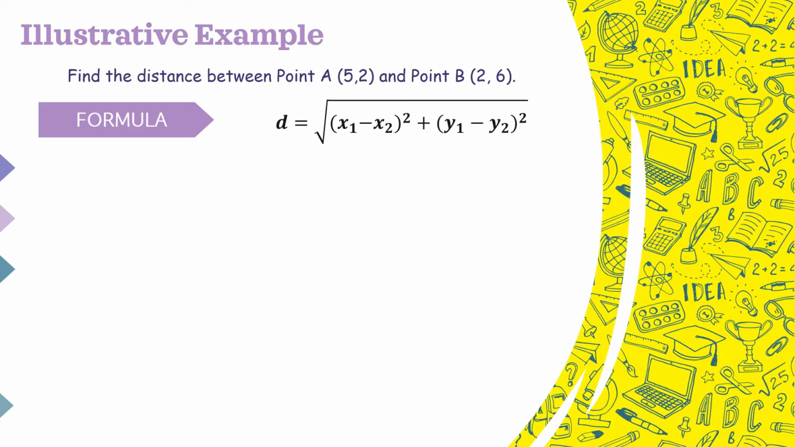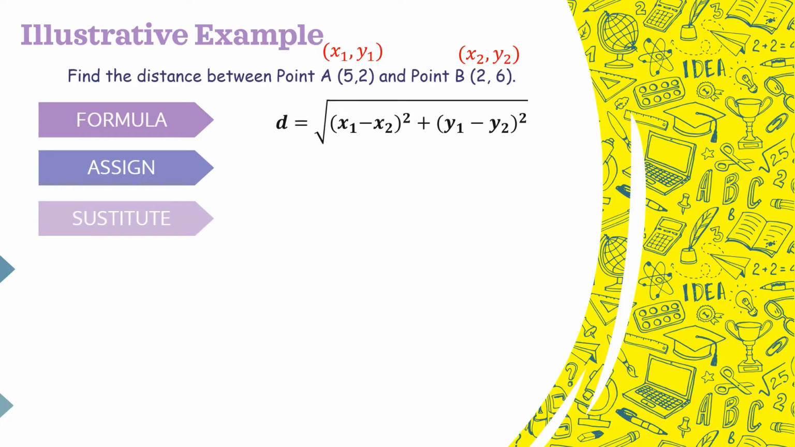So again, step 1, we write the formula, which is this equal to square root of quantity x sub 1 minus x sub 2 squared plus quantity y sub 1 minus y sub 2 squared. Then after this, we're going to assign your x sub 1 and y sub 1, x sub 2, y sub 2. So the first point will be x sub 1, y sub 1, while the second point will become x sub 2, y sub 2.